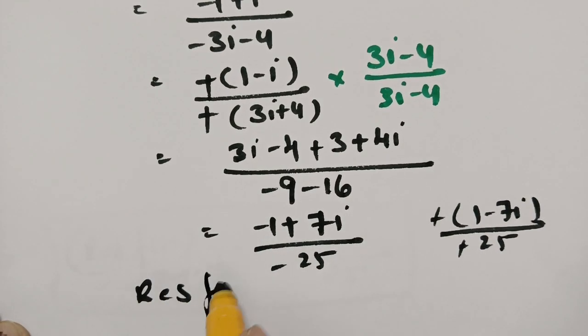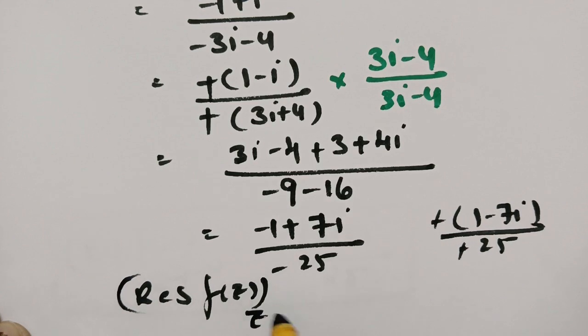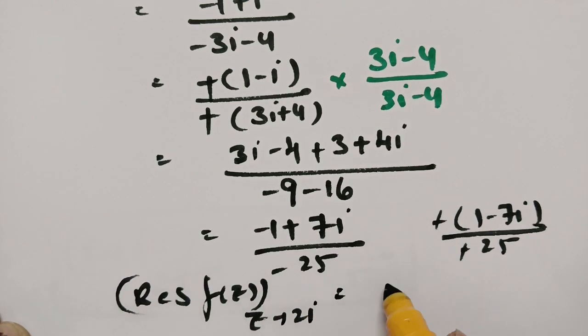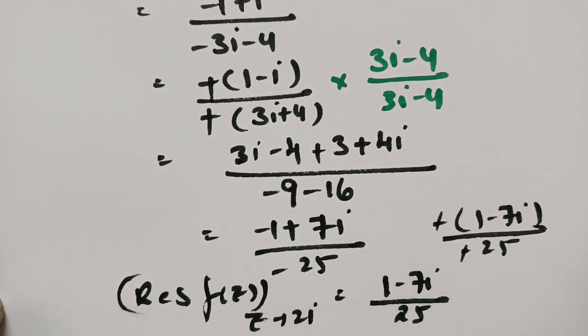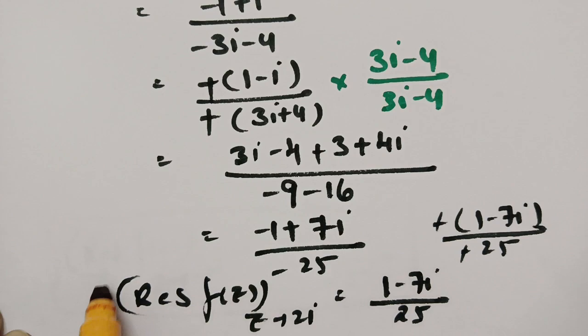So the residue value of f of z at the point z equal to 2i is nothing but 1 minus 7i by 25. So this is our third residue value.